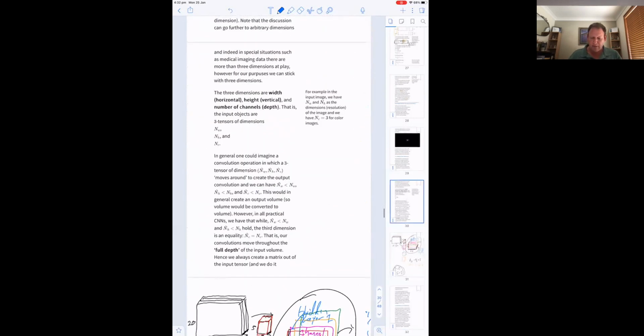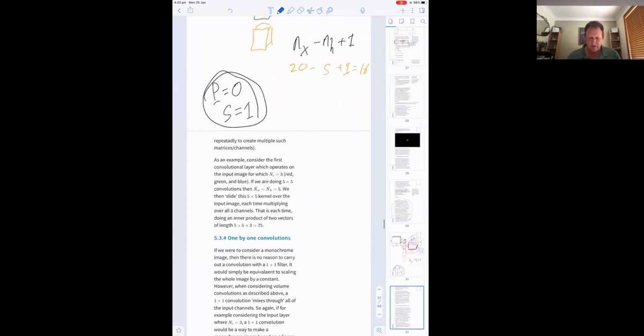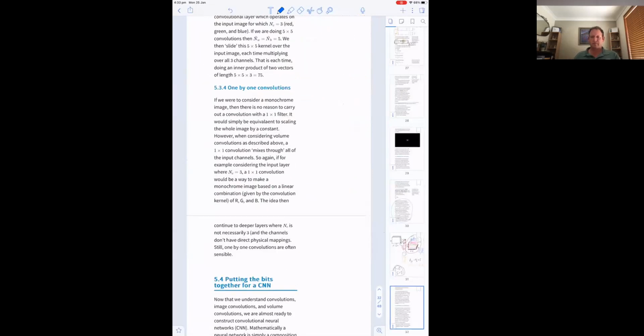The point to keep in mind is the third dimension, and that's kind of described here. You can read this text. The full dimension, you always go to the full depth. So your convolutions mix what's happening in the channels, and that's a lot of the strength of convolutional neural networks. Okay, questions, thoughts?